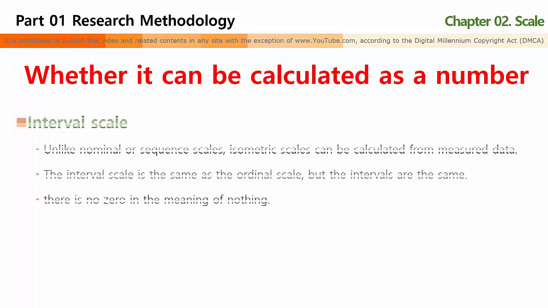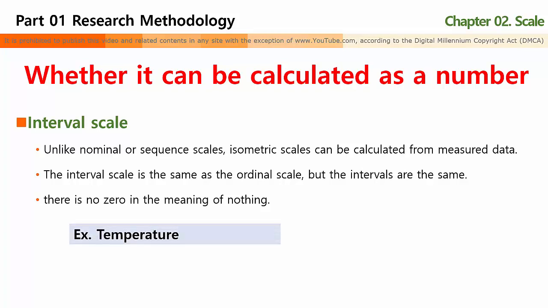The interval scale can be calculated differently from nominal scale and ordinal scale described above. However, even though the interval scale can be calculated, there is no zero in the meaning of nothing. In other words, the interval scale does not have the concept of absolute zero, meaning non-existent. In addition, the interval scale has the same interval between the measurement target and is configured in order.